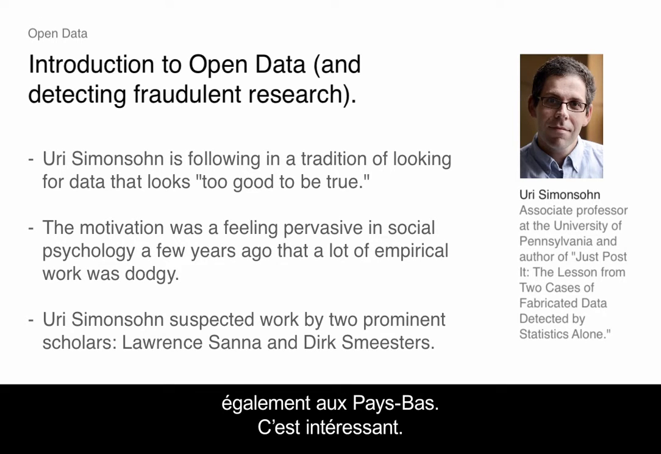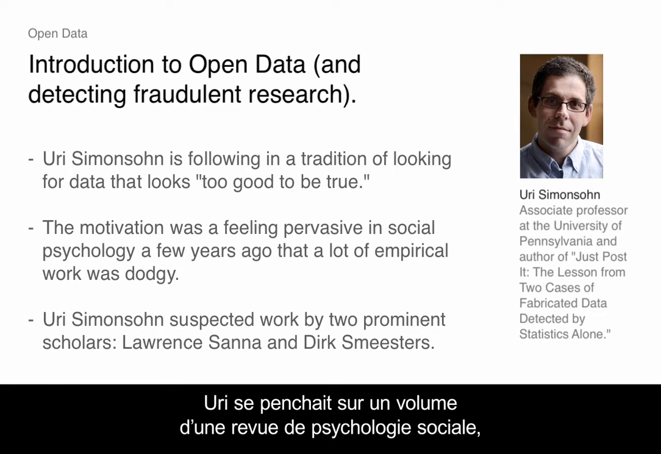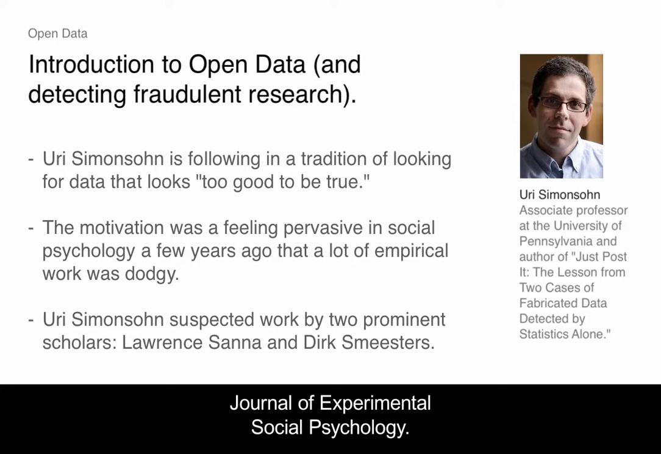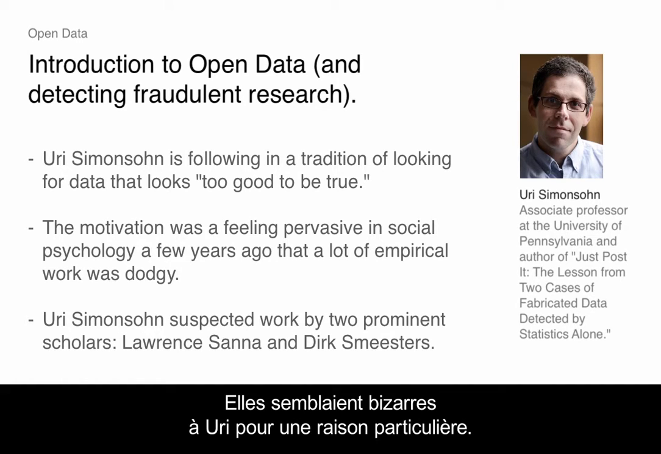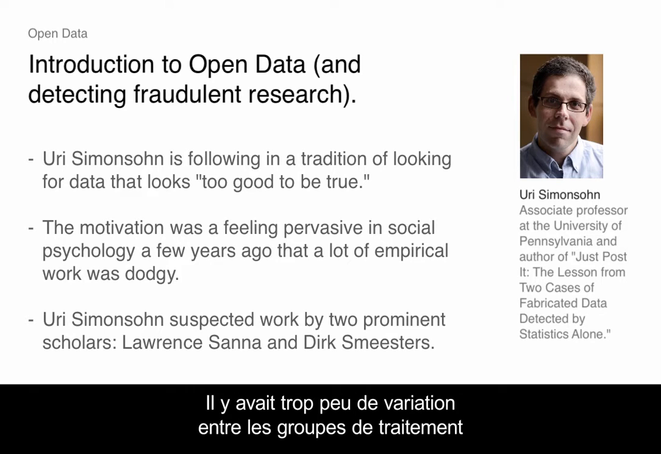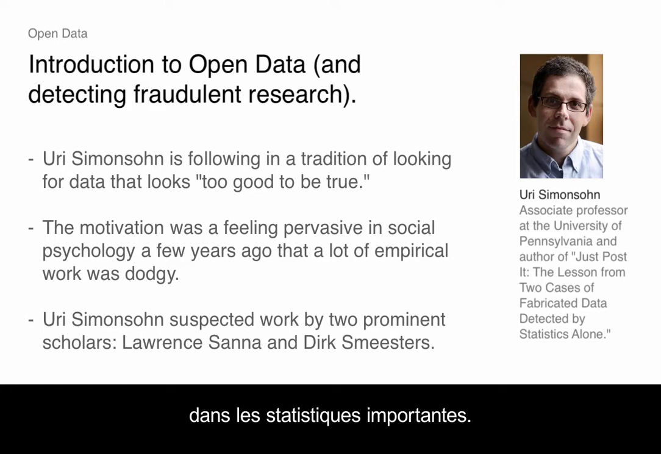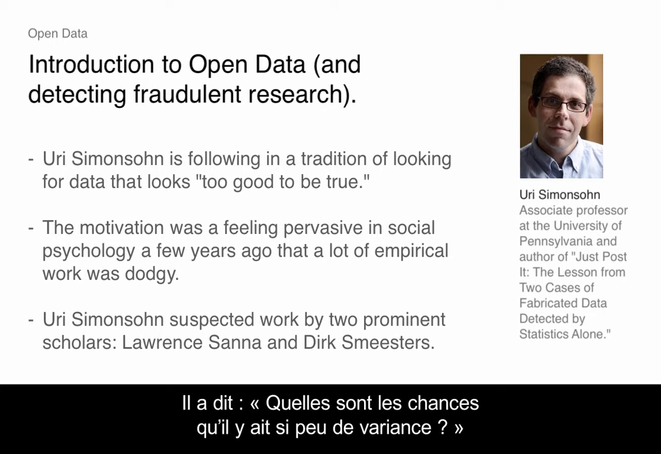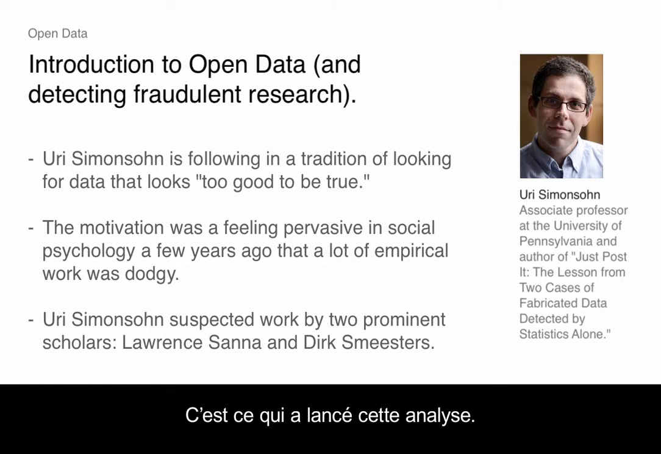And basically, it's interesting. Uri was looking at a volume of a leading journal in social psychology, the Journal of Experimental Social Psychology, and there were a couple of papers in 2011 by these authors where the summary statistics looked strange. And they looked strange in a very particular way to Uri. There was too little variation across treatment arms in important statistics. And he said, well, what are the odds that there'd be so little variance? And that's what started this analysis.